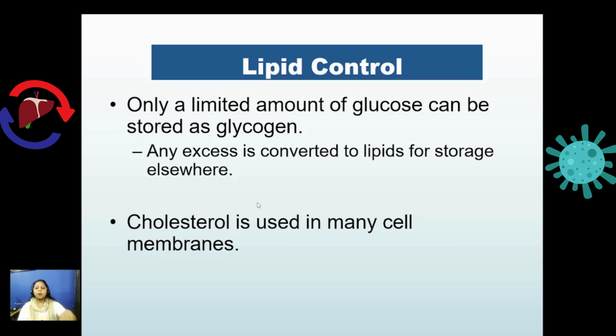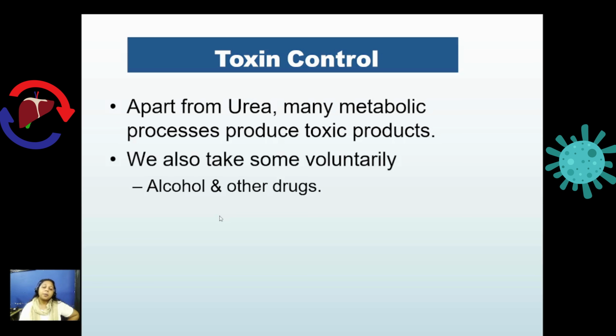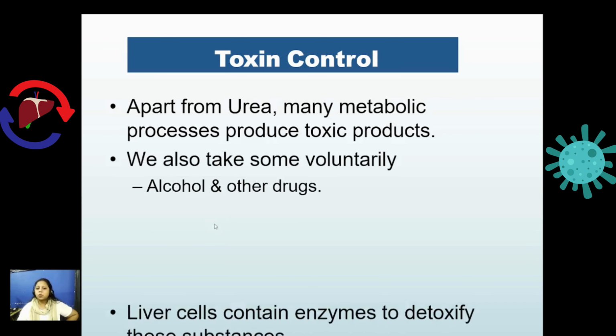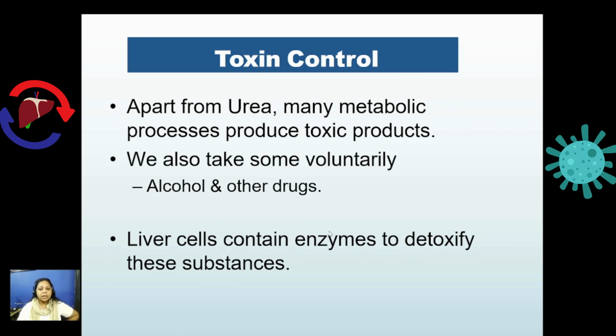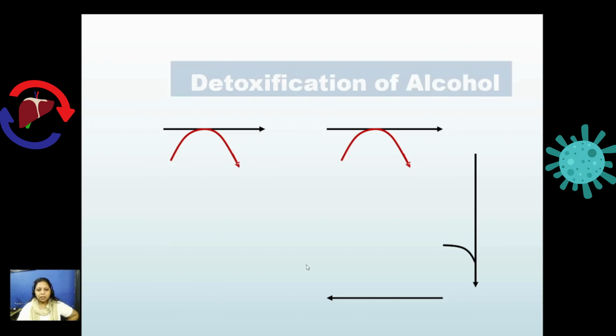Then the toxin controls. Apart from urea, there are other toxins as well, for example, alcohol and certain types of drugs. That also includes medicines that need to be detoxified. So liver cells contain enzymes to detoxify these substances.